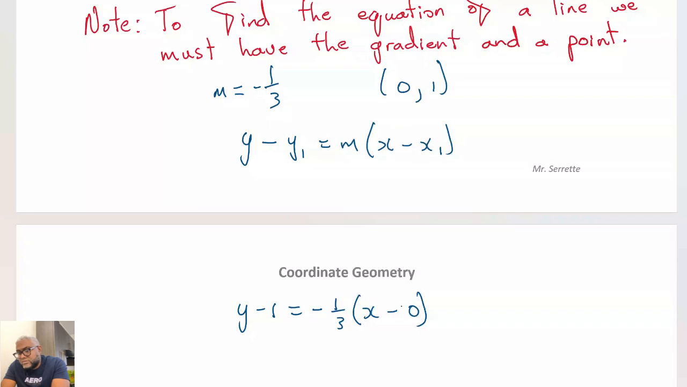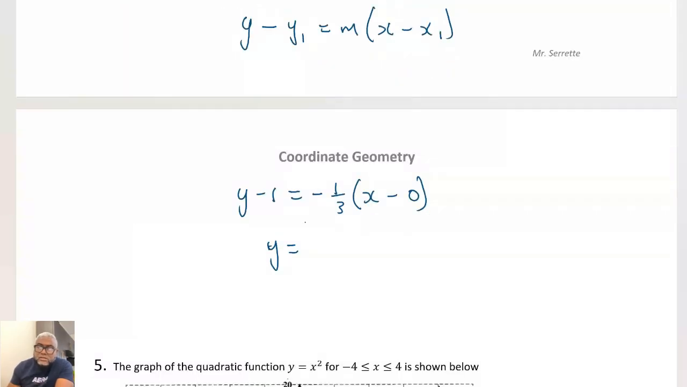Hollister. Y equals 1. What we need to do? 1x. Y equals. What's something? You see this negative 1 third, Hollister? You're multiplying it by x, and then you have to multiply it by 0. You need to get rid of the brackets, Hollister.